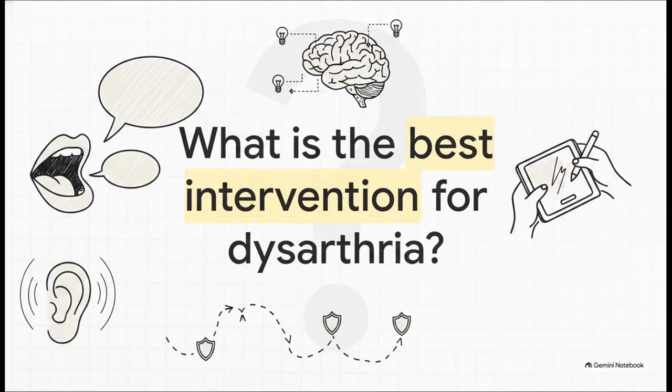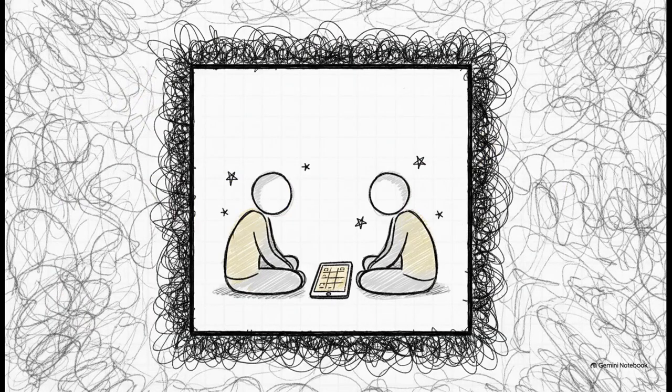Time for another knowledge check. Let's say you're caring for a patient with dysarthria, meaning they have physical difficulty articulating their words. What is the very best nursing intervention to help them communicate? The evidence-based answer here is to conduct your conversations in a quiet, private place.